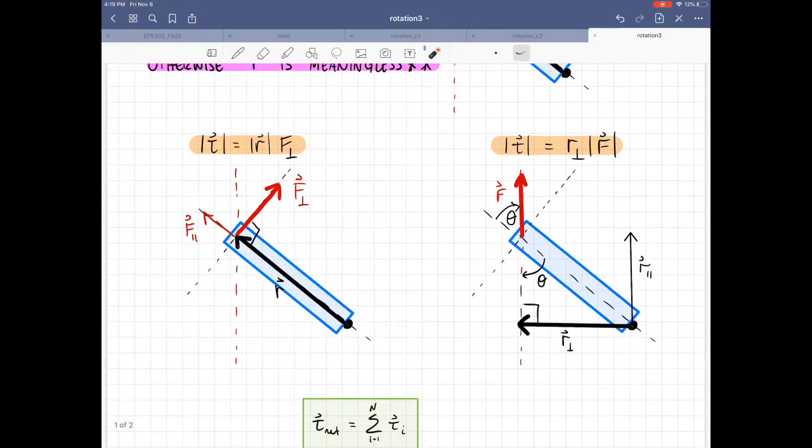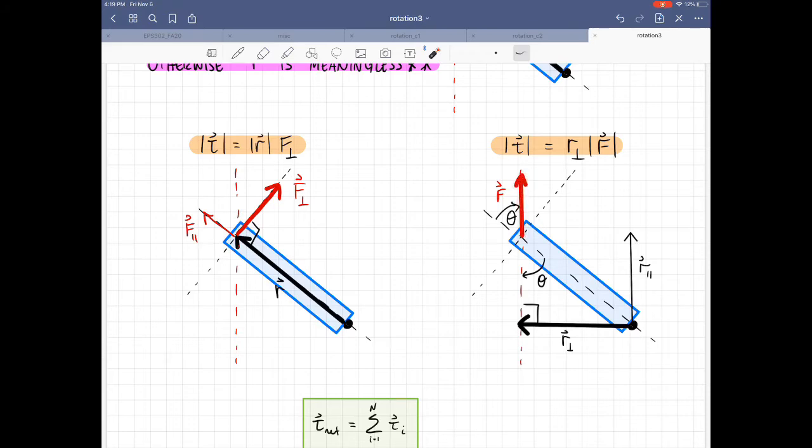So what does that look like? Well, here's my force that's being applied, and then all I do is I extend this line, and then I project the radial line so it's perpendicular, so it hits perpendicular to this. This is called the line of action. And so they make an angle of 90 degrees. So this is called the moment arm. This is the perpendicular component to the line of action.